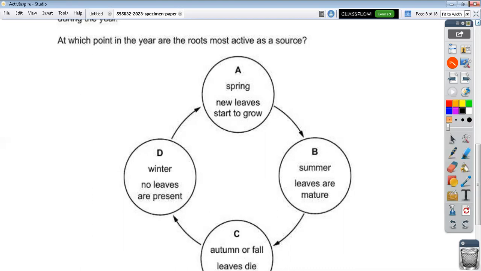Is it C? No. Most active as source this time. New leaves start to grow. Most active as source means they are providing the food, they are the source, when new leaves start to grow.